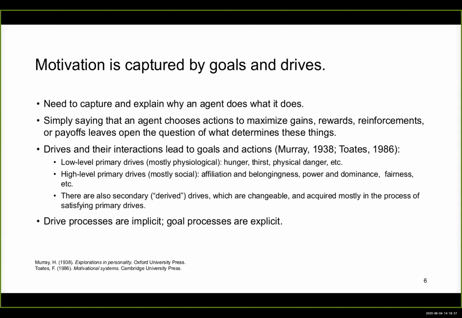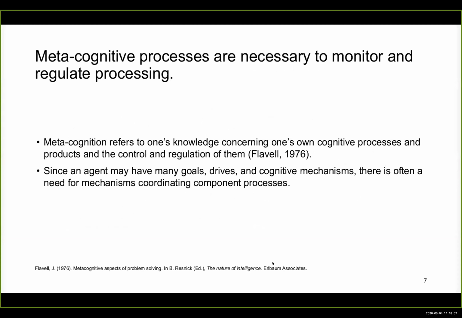Additionally, Clarion has dedicated mechanisms for motivation. On the explicit side of things, we have goals, and on the implicit side, we have drives. Basically, implicit drives differentially activate different goals. So if your hunger drive is strongly activated, then you may be more likely to set a goal to search for food. Finally, in order to coordinate all of the different component processes, we have various metacognitive monitoring and regulation processes. These typically set parameters or goals.